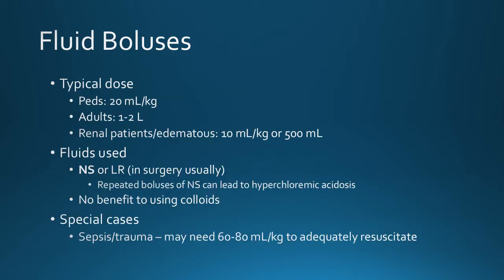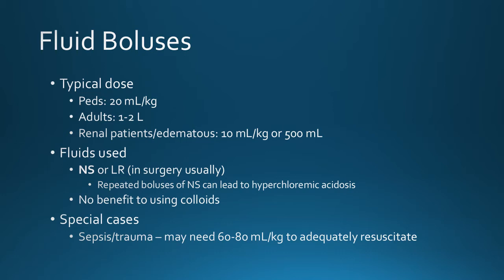Okay, so we mentioned fluid boluses are typically 20 mLs per kilo for peds. Usually adults 1 to 2 liters. Renal patients, you're going to start less than that, either 10 mLs per kilo or maybe like 500 mLs. That's going to be pretty standard, okay? Fluids used typically NS. LRs are going to be more in surgery, as I mentioned here. And at this point, there's no benefit to using colloids. So using albumin is not going to help us out. There's no additional benefit. Studies have shown that. And then using a liter NS is going to be just fine for grand majority of patients.